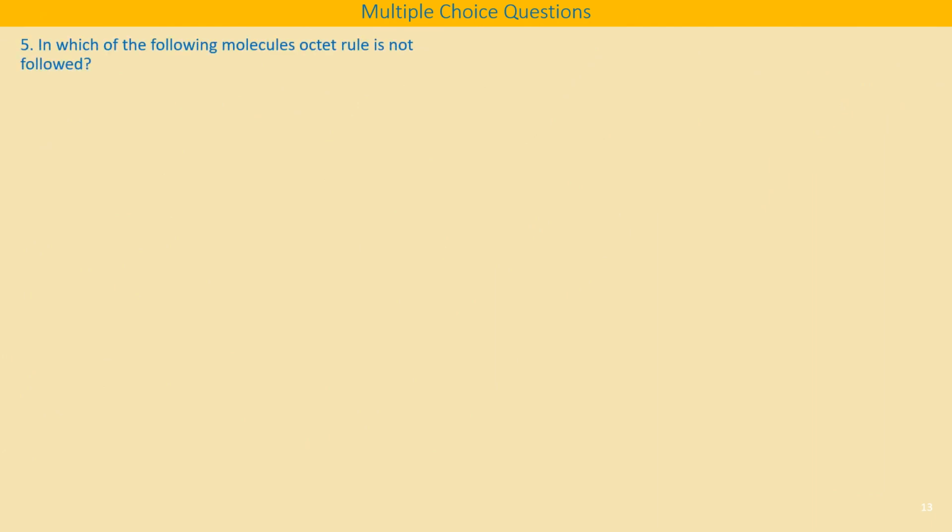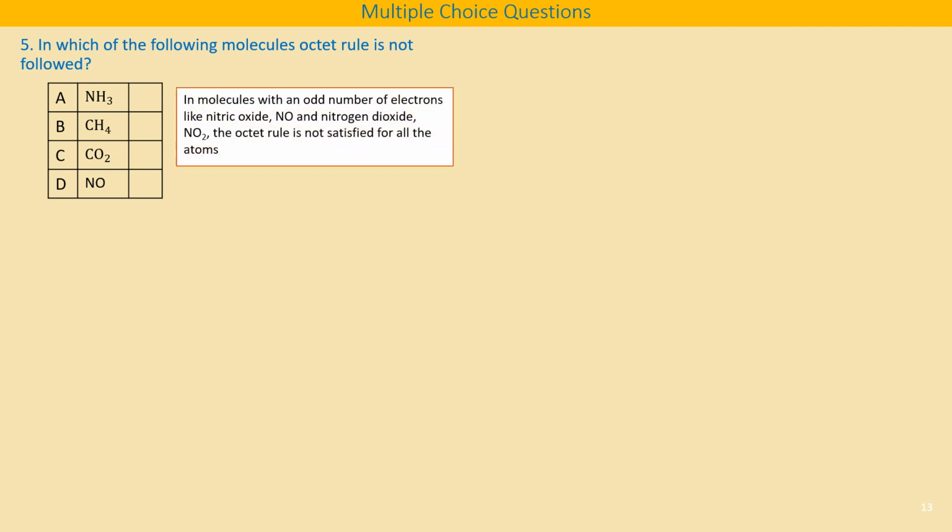Next question. In which of the following molecules is the octet rule not followed? Four options: option A NH3, option B CH4, option C CO2 and D NO. In molecules with an odd number of electrons like nitric oxide NO and nitrogen dioxide NO2, the octet rule is not satisfied for all atoms. In the given options, option D is the correct answer. Please mark it. Next question.